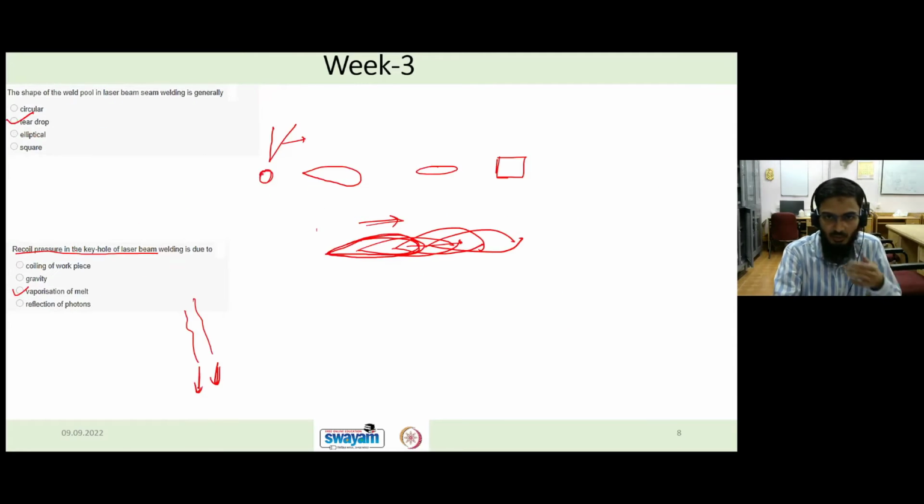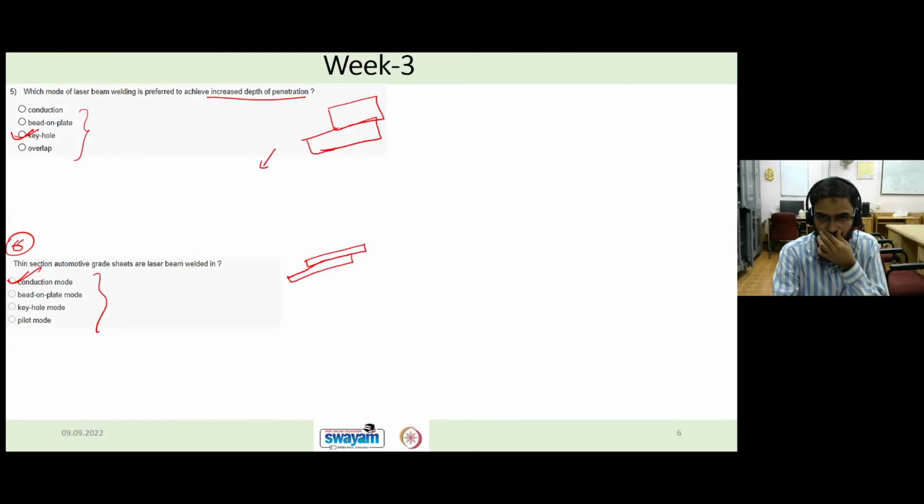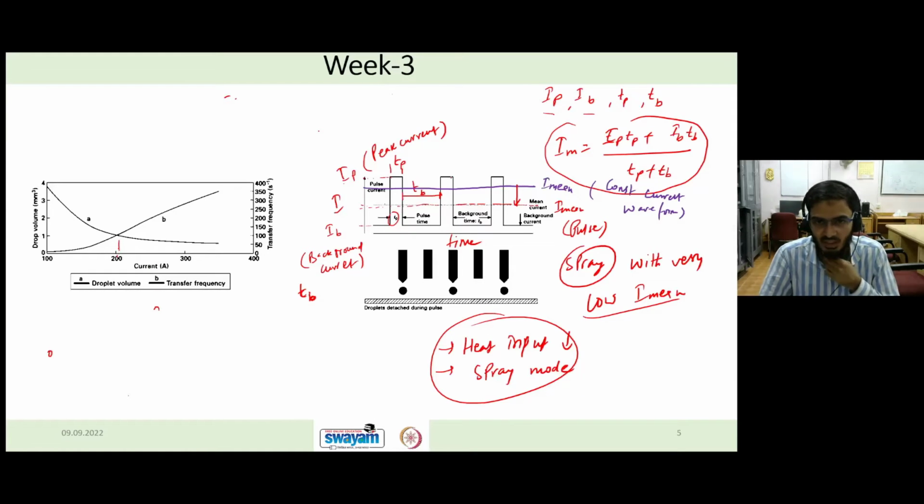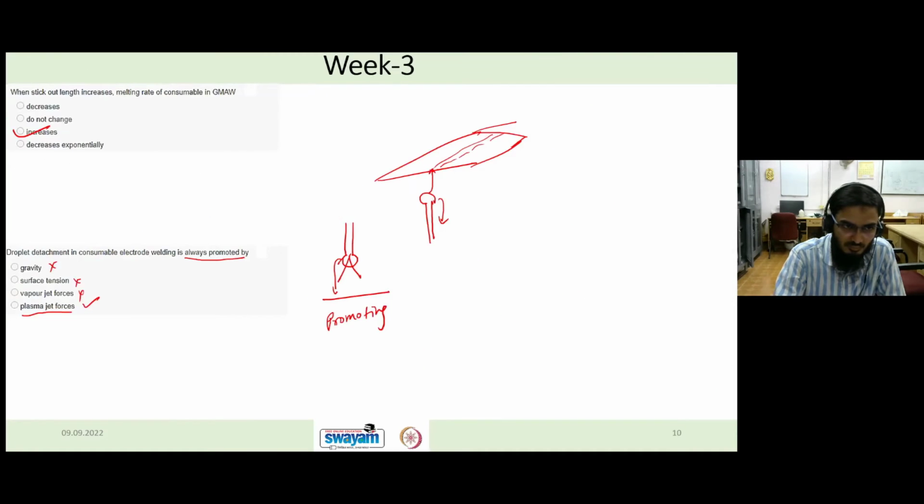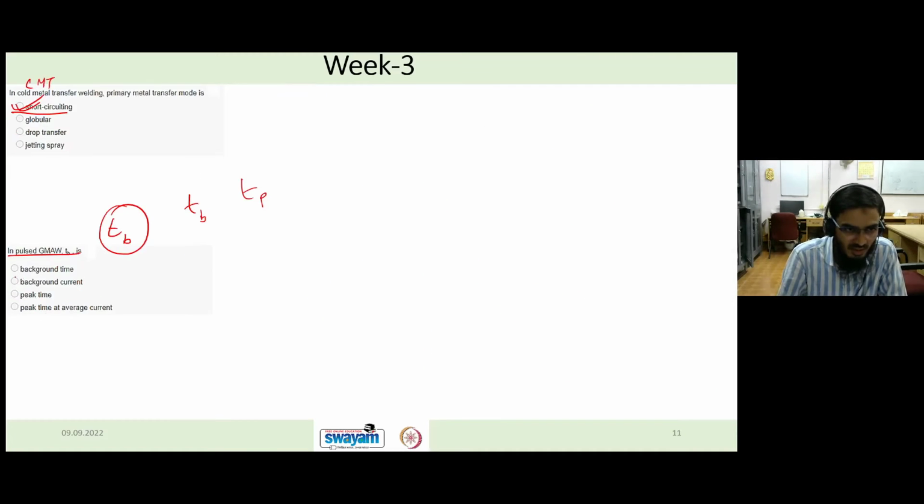If you go back to the slide where I have explained it, TP is for peak current, the maximum current. But for the minimum current, we call it TB, and also we call it the background current. So B is for background. Background time, sorry. So it's not the peak time, it's the background time. So the right answer is TB is nothing but background time.